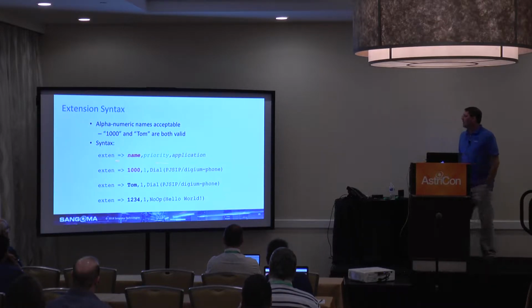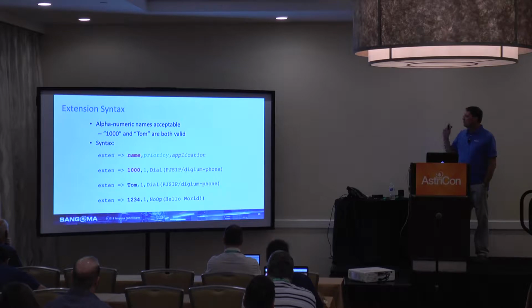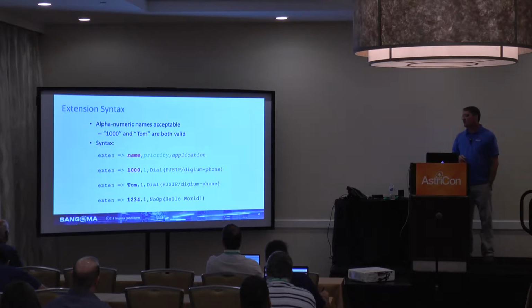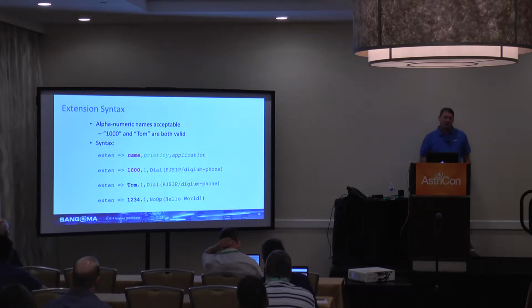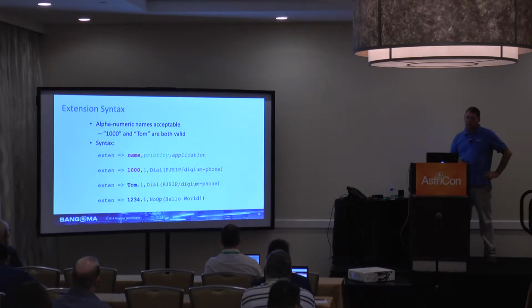So in this example, the syntax is the extension name, then the priority, which is the steps for that extension, and then the application to run for that priority. In this example, we have extension 1000, priority number 1, which means the first step of that extension. And we're going to dial a PJSIP endpoint called Digium phone. Likewise, underneath it, extension Tom does the exact same thing. And we have extension 1234, priority 1, that all it does is a NoOp, which essentially does nothing, but it will print out hello world in the command line interface.